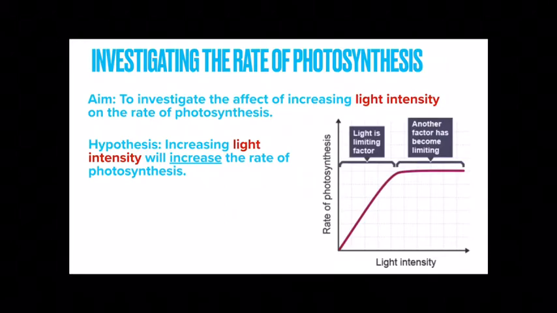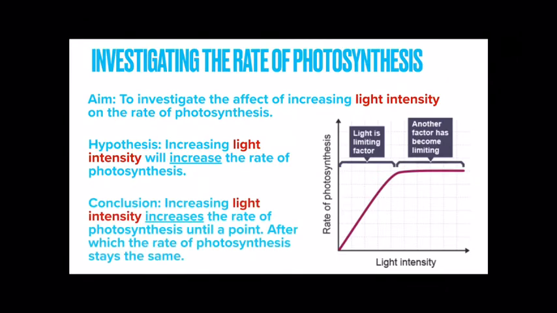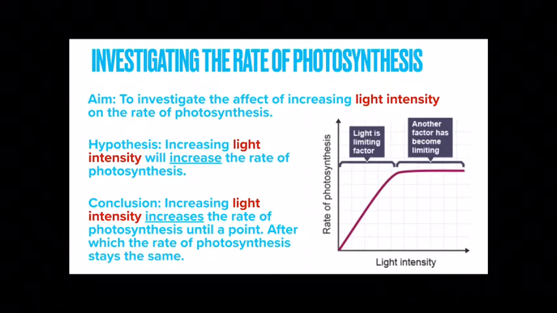So our aim is the same, our hypothesis is the same. Here is our actual results as a graph. And you can see we're increasing light intensity. The rate of photosynthesis has increased as predicted, but then it's leveled off and stayed the same. Okay? And we're going to investigate why that is. So in conclusion, we'd say that increasing the light intensity increases the rate of photosynthesis until a point. Now, if the graph had numbers, I would use that light intensity number there and the units. After which, the rate of photosynthesis stays the same.